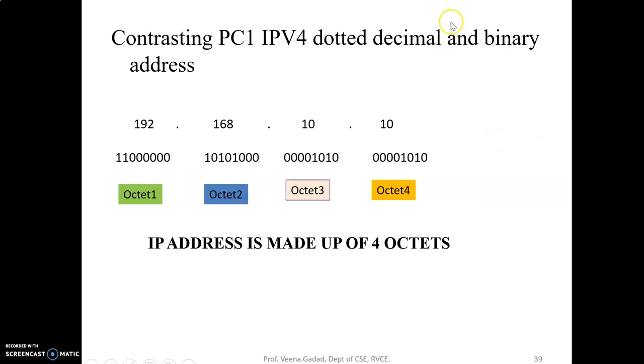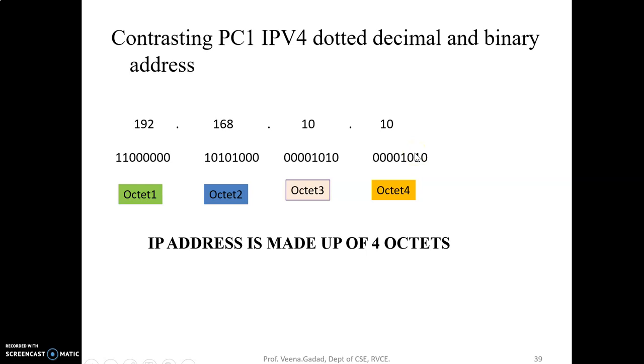Now contrasting desktop machine 1's IPv4 dotted decimal format and its binary number. Octet 1 is 192, octet 2 is 168, octet 3 is 10, octet 4 is 10. So an IP address is made up of 4 octets. Each of these octets is represented with 8 bits, hence the term octet. So 192 is represented in 8 bits, 168 is represented in 8 bits, and similarly the others.